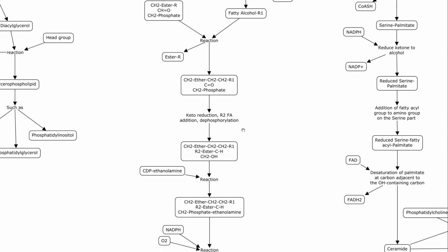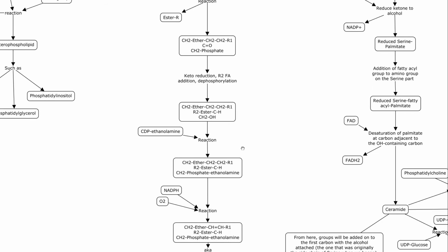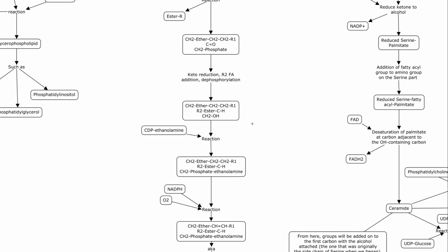The next step, you're going to reduce the ketone, and then we're going to add fatty acyl CoA, the chain R2, that's going to be added on. We're going to dephosphorylate, or kick off, the phosphate at carbon 3. So carbon 1, we've still got the ether that links to R1. Carbon 2, now we've got the ester linking to R2, and then carbon 3, since we got rid of the phosphate, we just have a regular alcohol. Now we're going to add in our phosphate with our head group on it, our cytosine diphosphate ethanolamine.